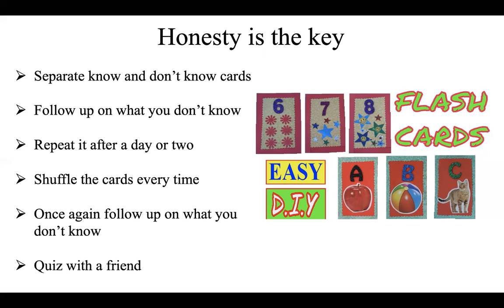Separate the known and unknown cards first when you are revising. You keep the unknown on one side, the known on the other side, and then you read the unknown ones and revise them. Then repeat it after a day or two, and check yourself on how many cards you know and how many you don't know. And then shuffle the cards every time, so you don't follow the same order. Once again, follow up on what you don't know, and then quiz with them. When you finish the whole set of flashcards, give them to a friend and check along with the friend. It is really interesting when you study together.